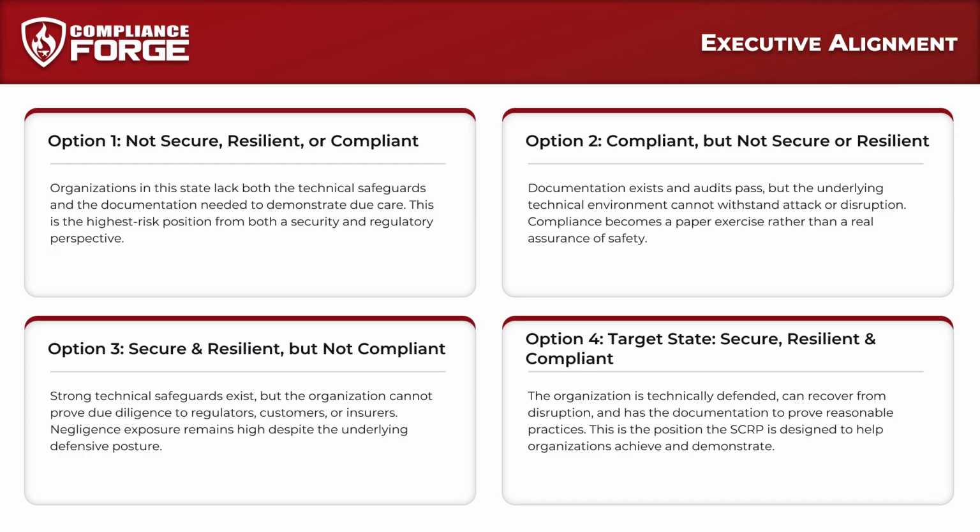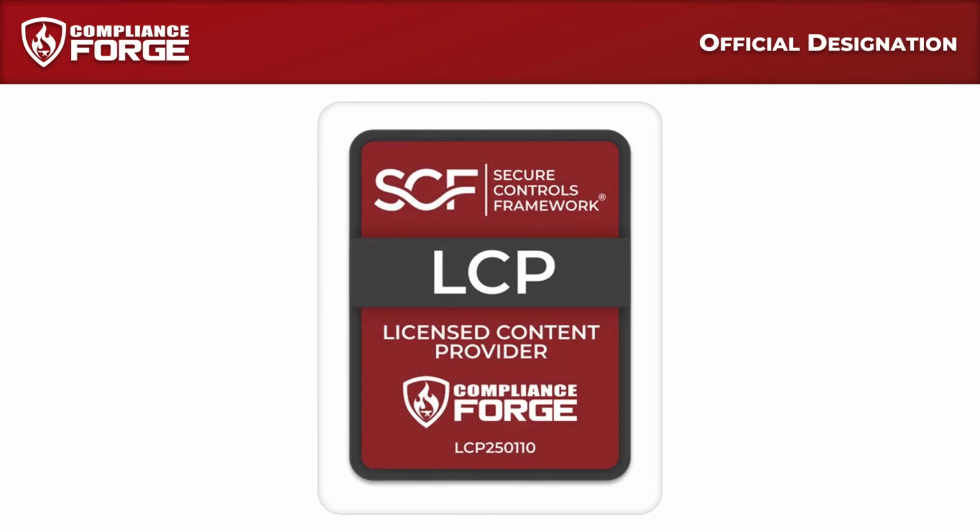The comprehensive nature of the SCRP enables a CISO to build secure, compliant, and resilient cybersecurity and data protection capabilities based on the organization's unique requirements. And it has 2 supporting goals: minimize the entity's attack surface and promote defensible evidence of reasonable practices. Another reason to buy is an official designation.